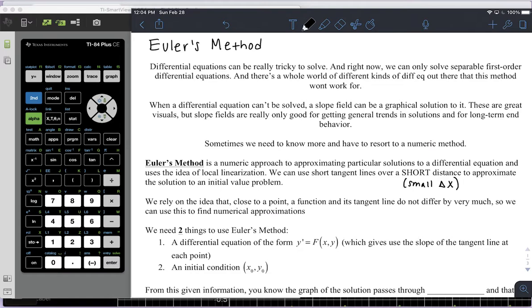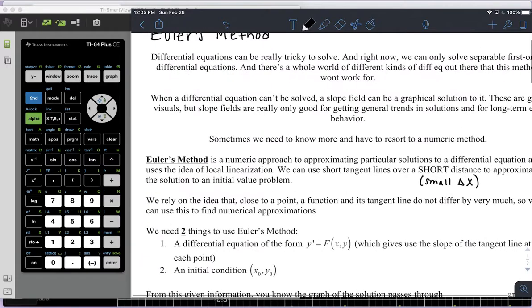The two things that we need in order to do Euler's method to find a numeric approximation for a solution to a differential equation are, first, we need to know the differential equation, so they have to give us the dy dx equals. Here it's written as y prime equals a function of x and y. So basically we need to know dy dx, and you need to know an initial condition, which we're going to label as x naught, y naught. That's our initial point.